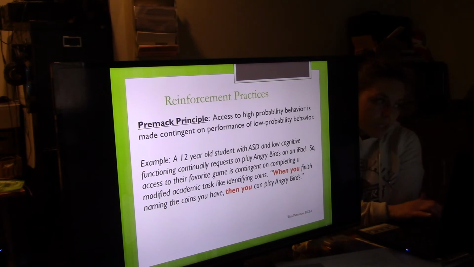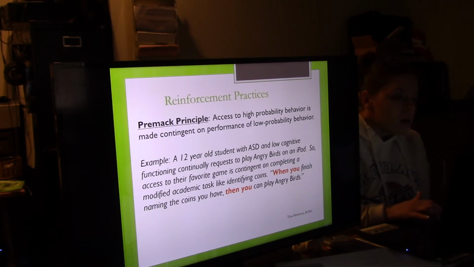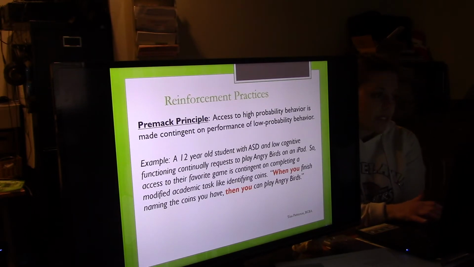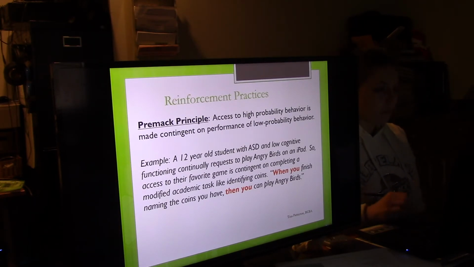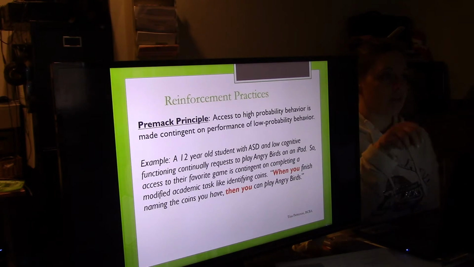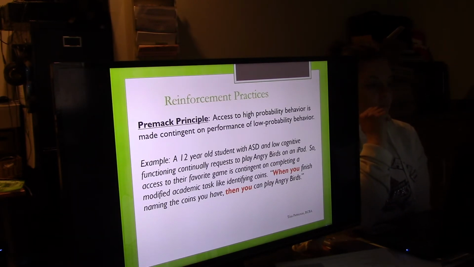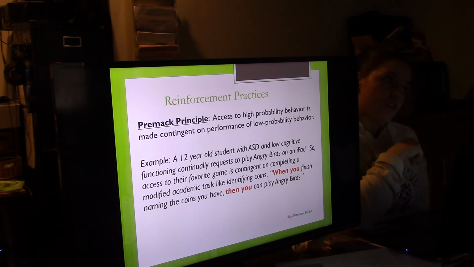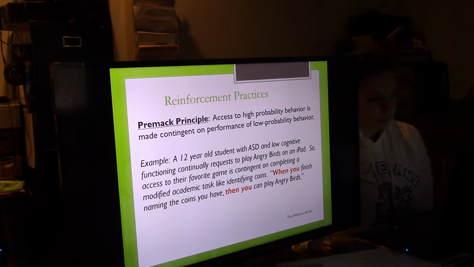Okay. Pre-MAC principle. Access to high probability behavior is made contingent on performance of low probability behavior. So this is our first then. When I think of this, this is how probably most of us were raised. First eat your dinner, then you can have dessert. First do your homework, then you can play.